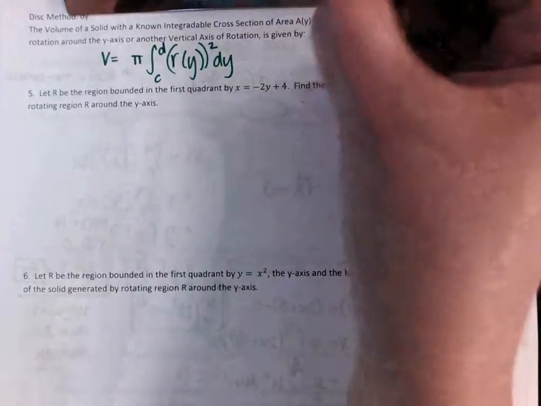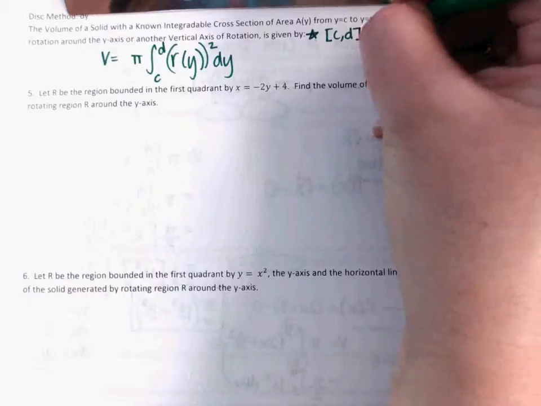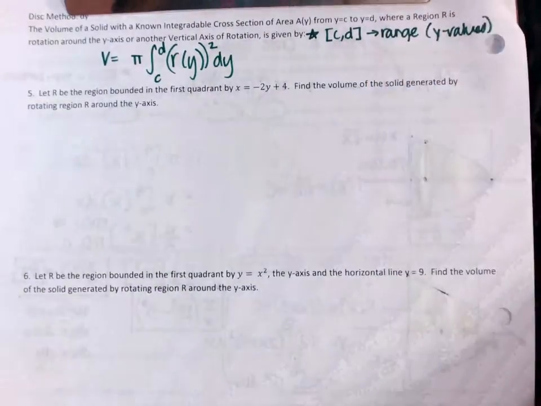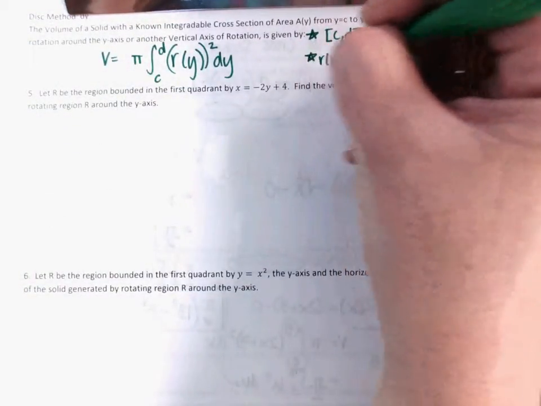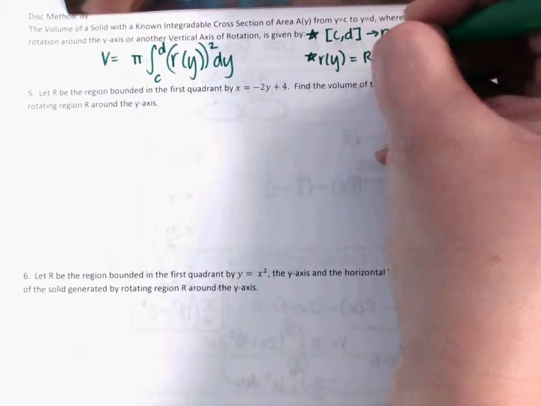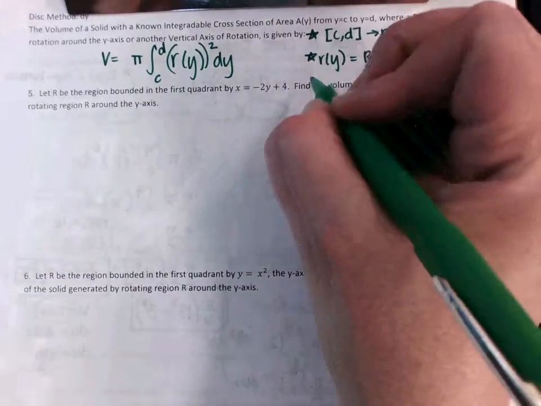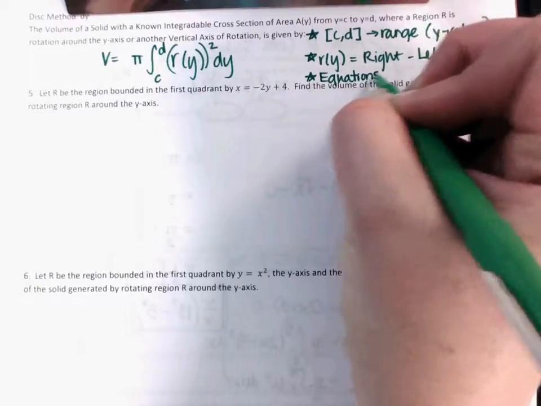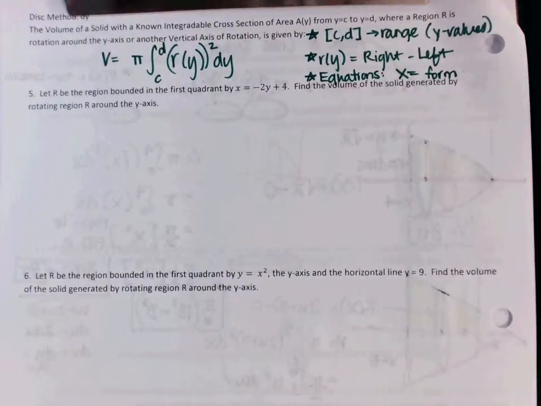Okay, but some important things that are going to be different. C to D is going to be the range. So those are going to be y values. And then the other big thing that's going to be different is that your r of y is going to be right minus left. And then one other thing that we'll make a note of is that your equations, because it's dy, they need to be in x equals form instead of y equals form.